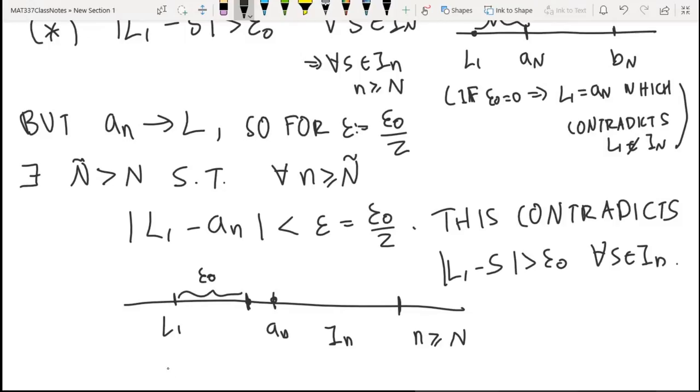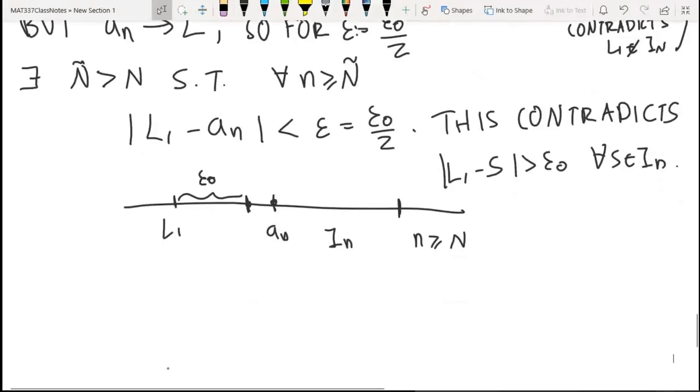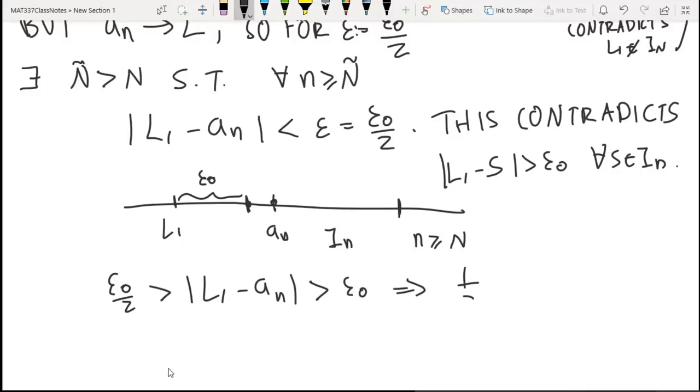And so that's the contradiction. What you showed is epsilon naught over 2 is bigger than L1 minus AN, which is bigger than epsilon naught. So you got 1/2 bigger than 1. Any questions?